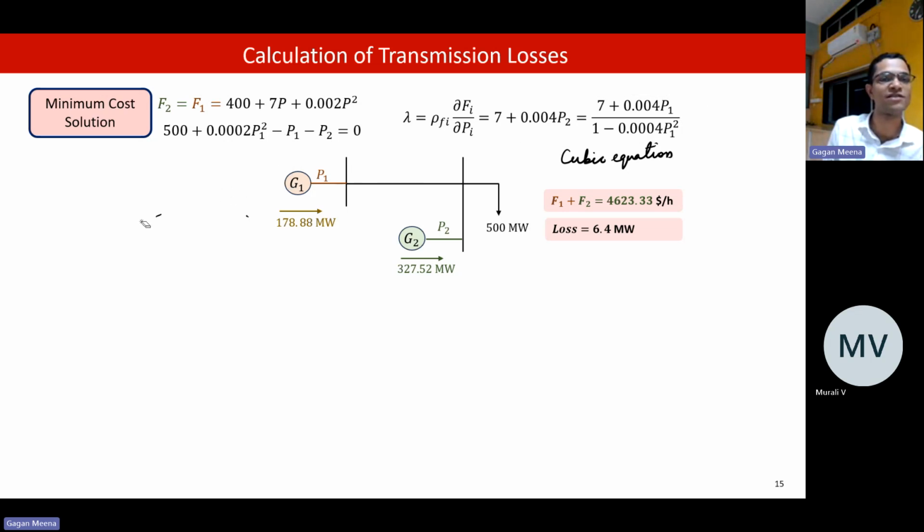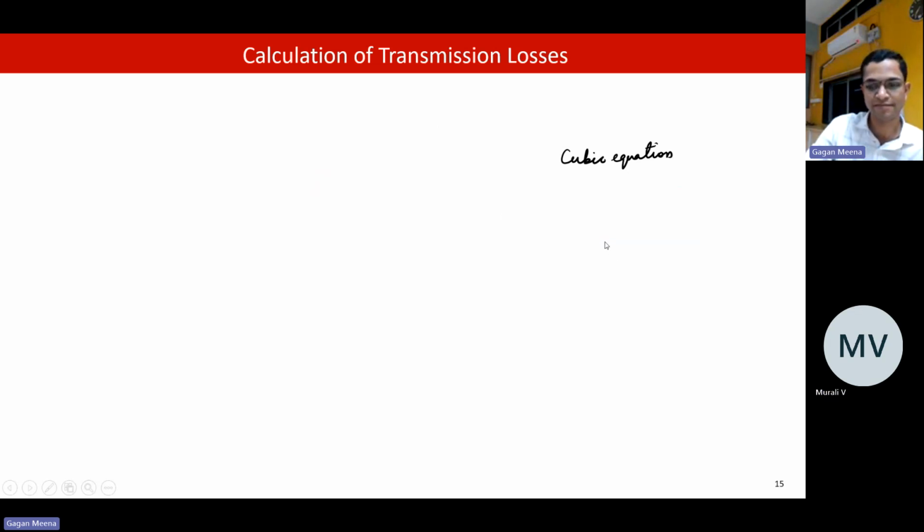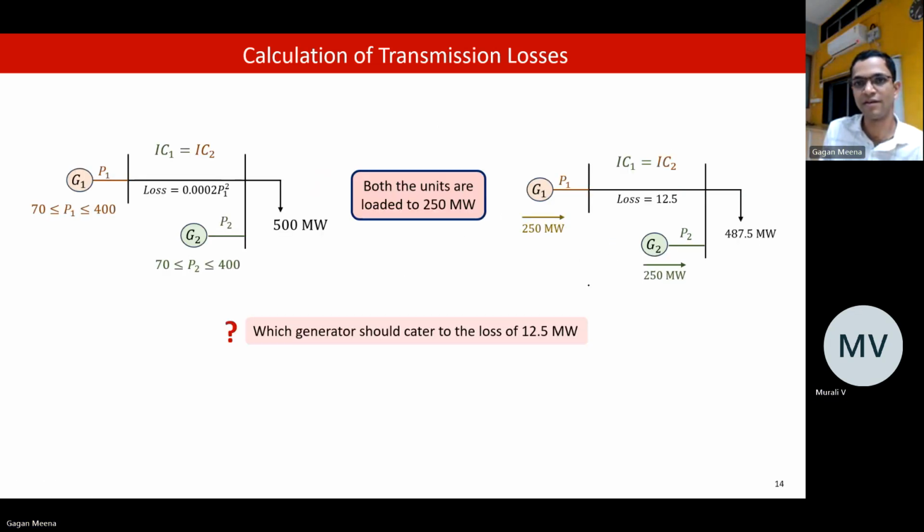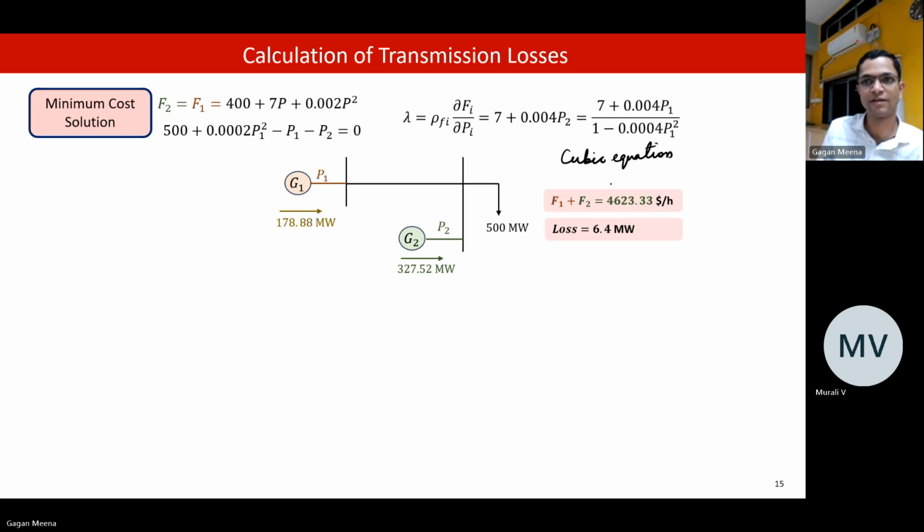Finally, you will get your solution as 178.88 and 327.52. This will be the minimum cost solution. And it will be able to meet the demand, and the loss comes out to be 6.4. In the first case also, this is the minimum cost solution.